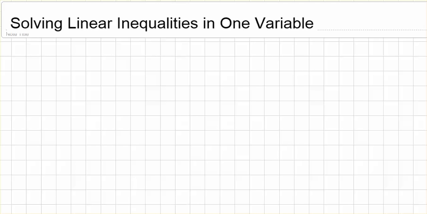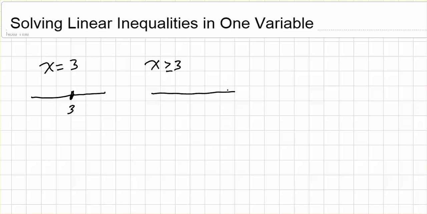In this video, we're going to look at solving a linear inequality in one variable. So what we're going to be looking at are a range of answers, or an infinite number of answers. For example, if I say x equals 3, we know if we look at the number line and write in 3 that that is the only answer. But when we look at x is greater than, let's say greater than or equal to 3, we have more than just one answer.